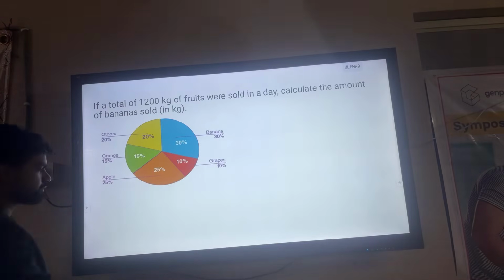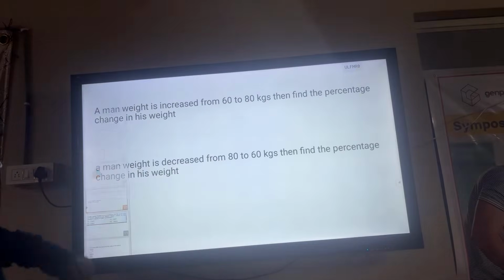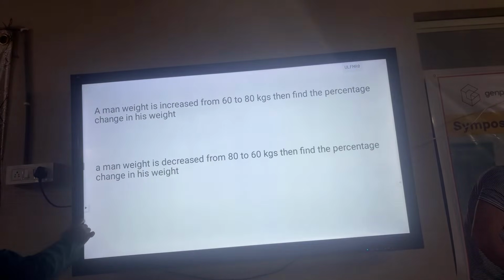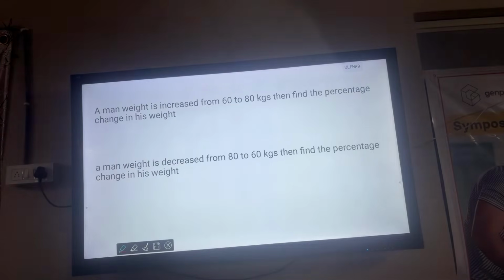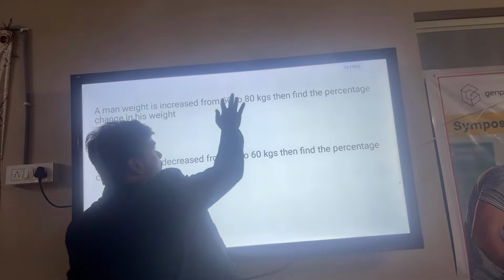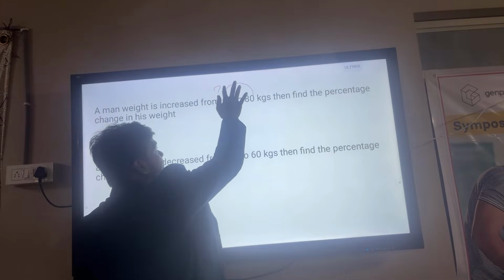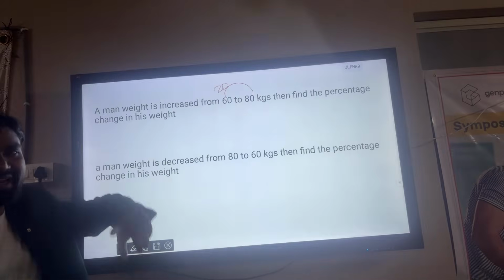Ready? Can you answer this question? A man's weight increased from 60 to 80. How much weight is he gaining? 20 kgs. Then find the percentage change in his weight.